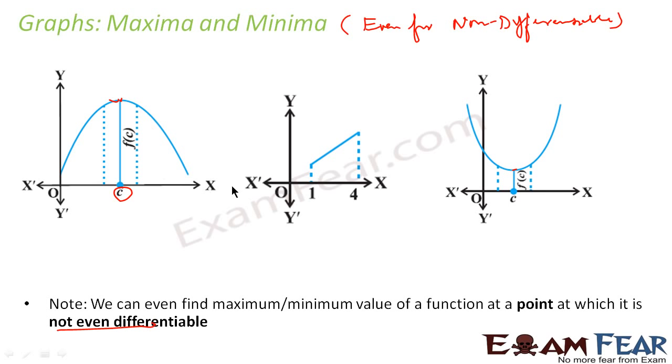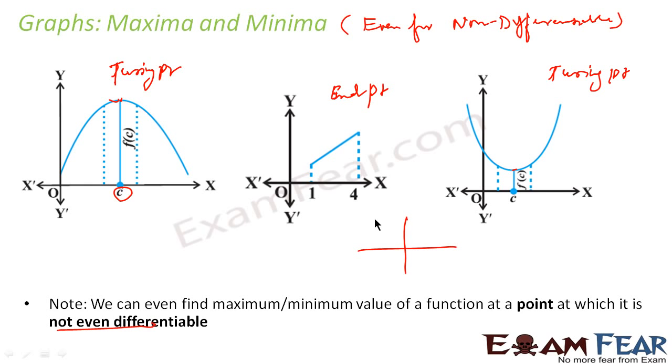Also, if you see these two, in this case the maxima occurs at a turning point. Correct? Turning point. Here also, turning point. This one is not a turning point. The maxima and minima are at the end point. Correct. One more example, I'll take the graph.